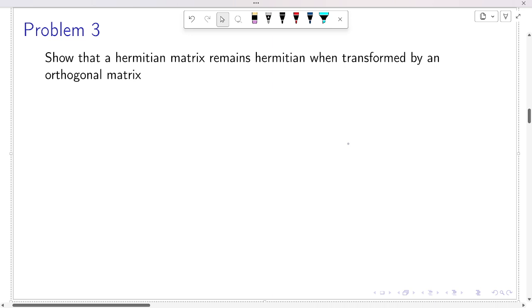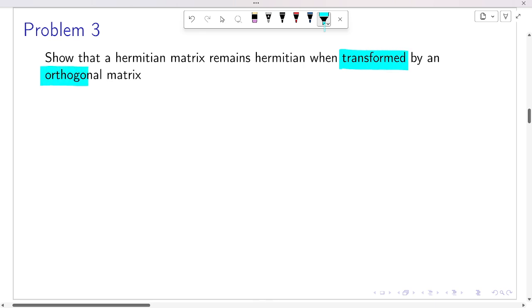Show that a Hermitian matrix remains Hermitian when transformed by an orthogonal matrix. So here let us check what we mean by transformed by a matrix. Now suppose we have two matrices A and B. If we want to transform this matrix A by B, what do we write? We write BAB inverse. So by doing this, we have transformed the matrix A by matrix B.